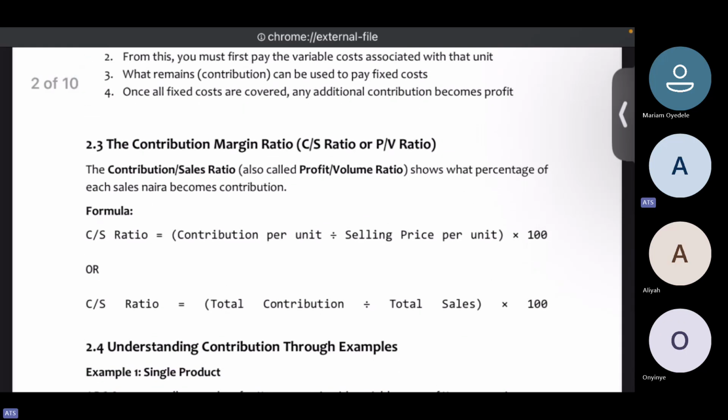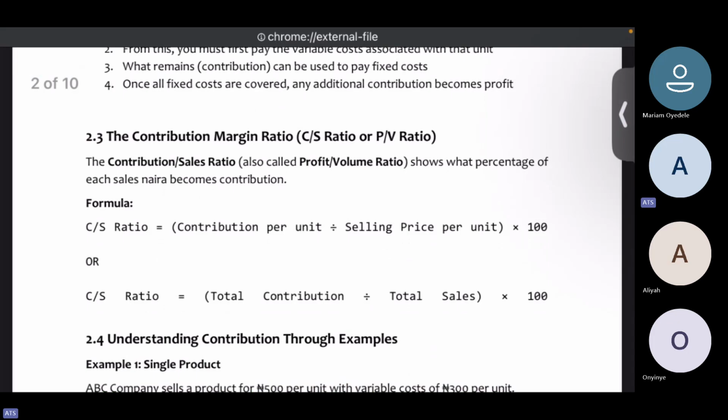Then you now have the concept of the contribution margin ratio. Your contribution margin ratio, or profit volume ratio, shows what percentage of each sales naira becomes contribution. It's easier to understand using the mathematical formula: contribution per unit divided by selling price per unit times 100%, or total contribution divided by total sales times 100. So it is like what percentage of your selling price or of your sales is contribution, right?